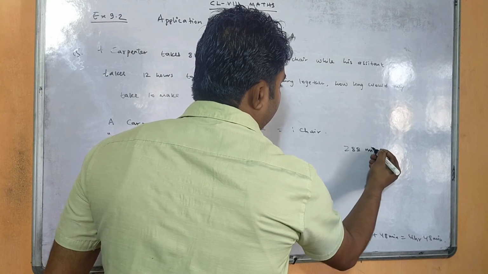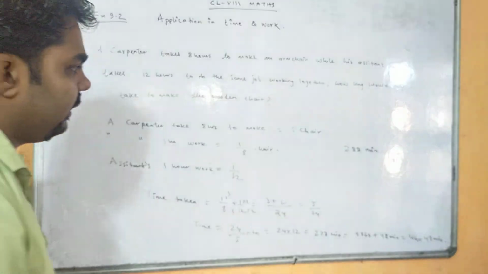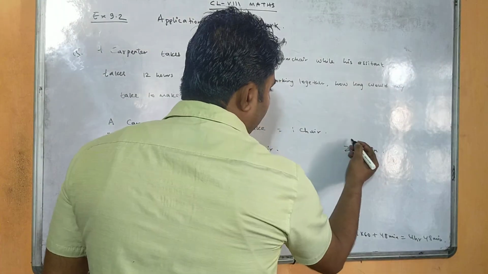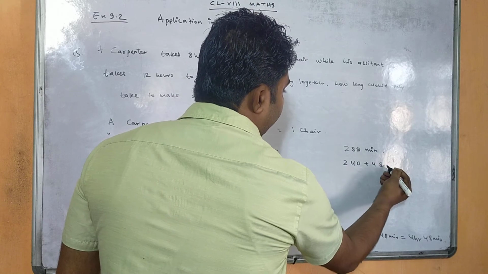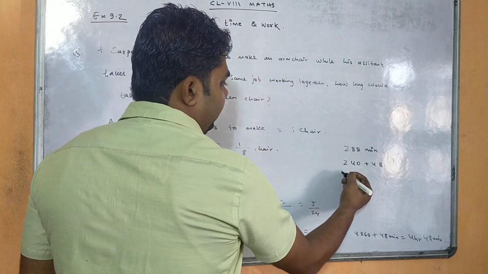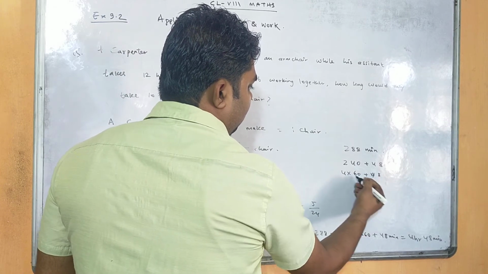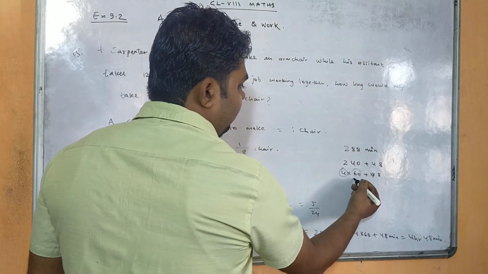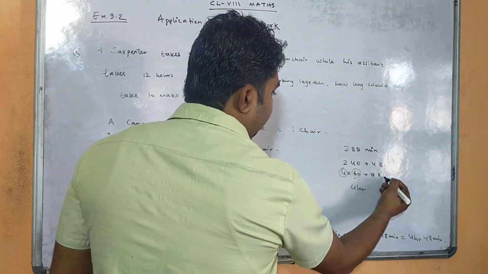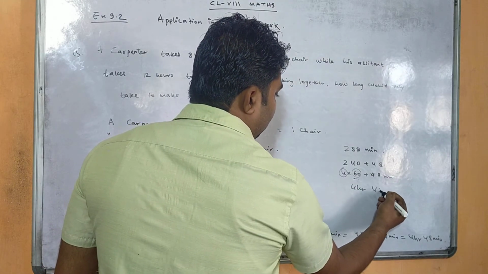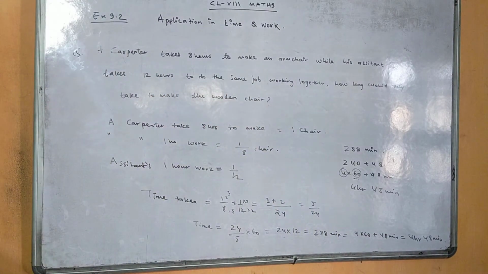Like if you want to make it simpler, 288 minutes was there, right? So if you want to convert this, 288 can be written as 240 plus 48. Now 240 can be written as 4 into 60 plus 48. Now 4 into 60, because 60 minutes equals 1 hour, that means this will become 4 hours, and this is in minutes, that means 4 hours 48 minutes. That's why we need 4 hours 48 minutes.